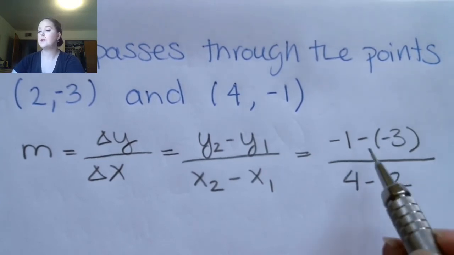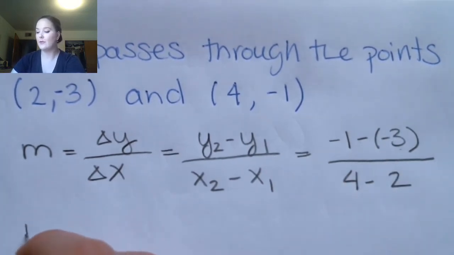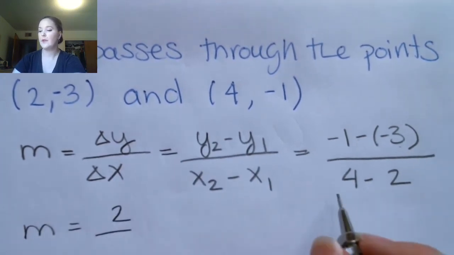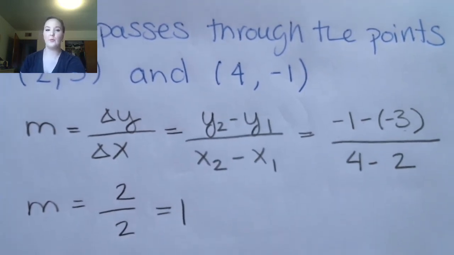Now it's important to be careful here. When you're subtracting -3, you're really adding 3. So -1 plus 3 is 2, and 4 minus 2 is 2. So I'm going to get that my slope is 1.